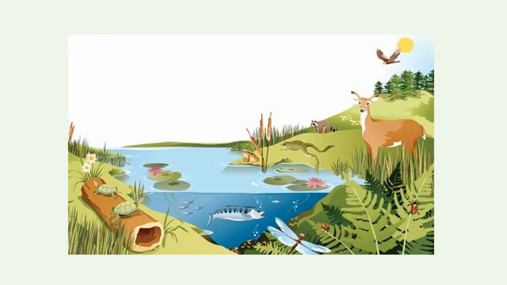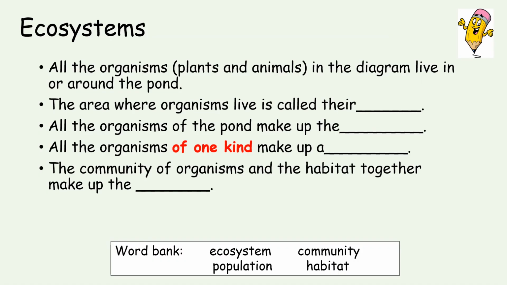So you're now going to look at this picture and then try to fill in the blanks for the next slide. You should now be able to use your knowledge from this video to fill in the blanks by pausing the video before I go over the answers. Obviously, it's related to the last picture. So the answers would be that all the organisms, plants, and animals in the diagram live in or around a pond.